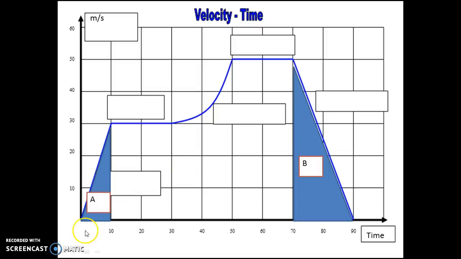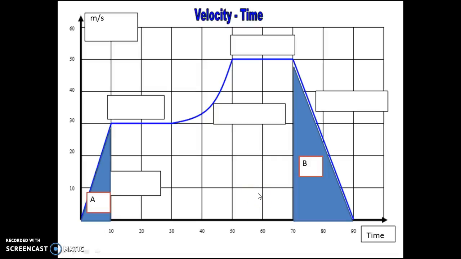Now, the first part, we accelerate to 30 meters per second in 10 seconds. If we go back to our equation for acceleration, what we have is the change in velocity divided by the time. The change is 30, and it's measured up here, and the time is 10. So we do 30 divided by 10. That's going to give us an acceleration of 33 meters per second squared. Nearly got it wrong there.